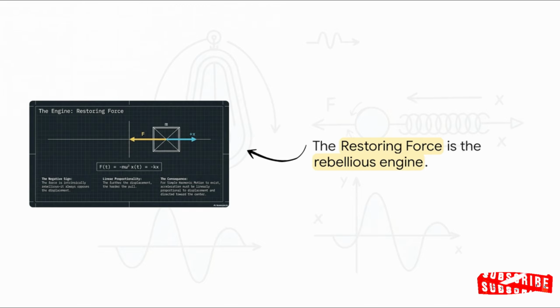It always violently opposes whichever direction the mass tries to escape toward. The further it strays from equilibrium, the harder the system pulls it back. Think of a heavy jumper on a bungee cord. The further they fall down, the more violently that cord wants to snap them back up.